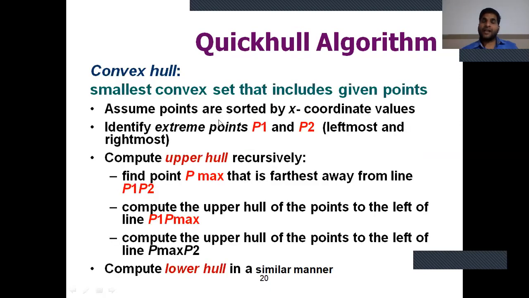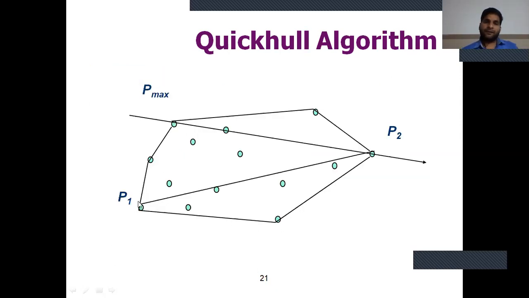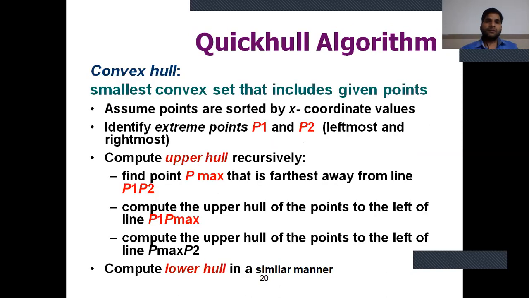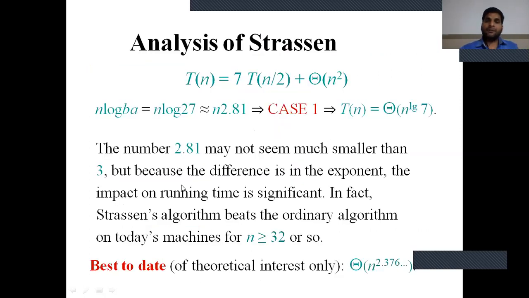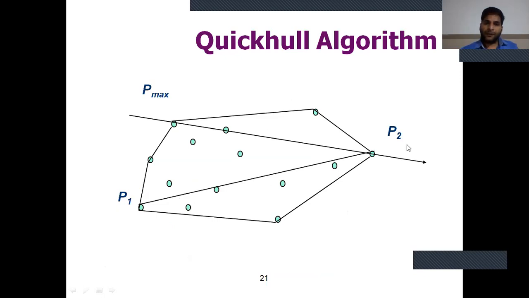like that. Assume points are sorted by x coordinate values. Identify extreme points P1 and P2, leftmost and rightmost. We identified P1 leftmost and P2 rightmost, and that line is joined. The points P1 P2 were joined with each other. Now compute the upper Hull recursively. So how will we do that? After joining P1 P2, we compute the upper Hull recursively.